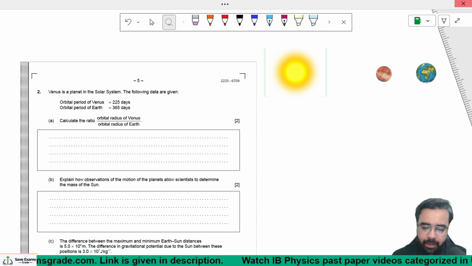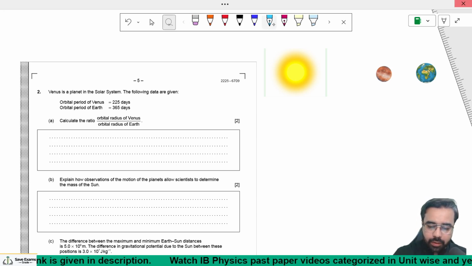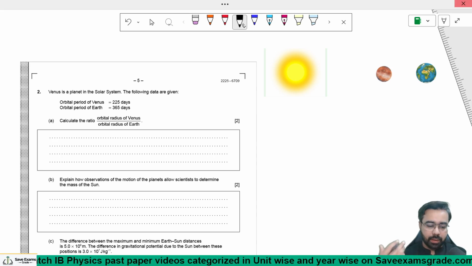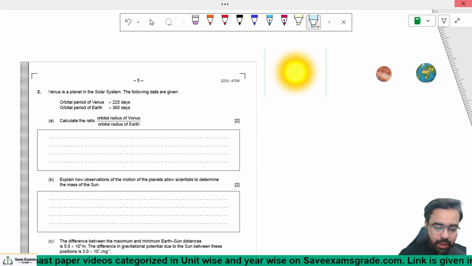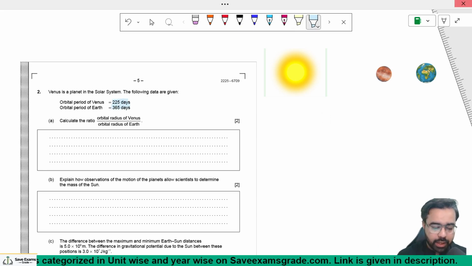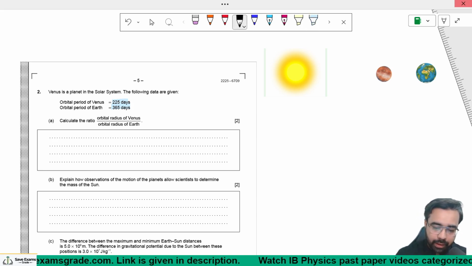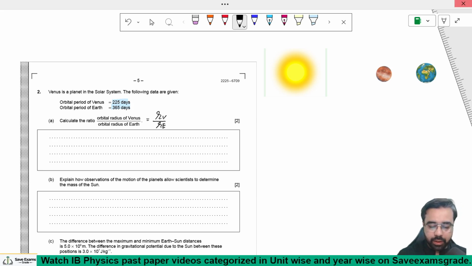As you see, Venus and the Earth, as you know, rotate around the Sun. So we are given the time periods: 225 days orbital period for Venus and 365 days for the Earth. What we have to find out is the ratio of RV to RE, their orbital radius ratio.